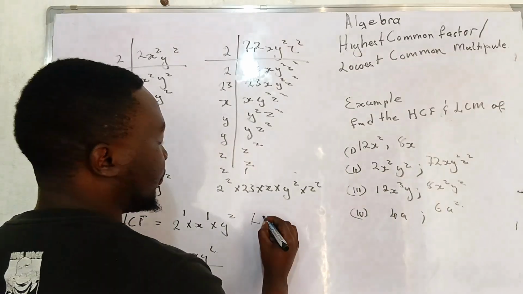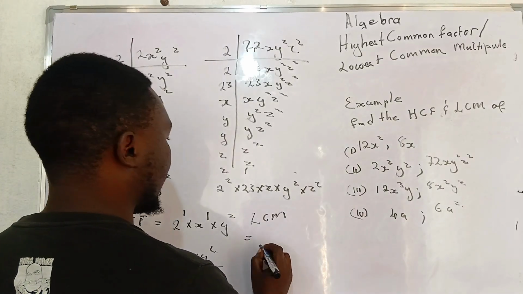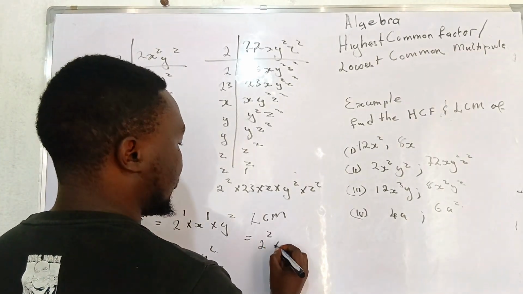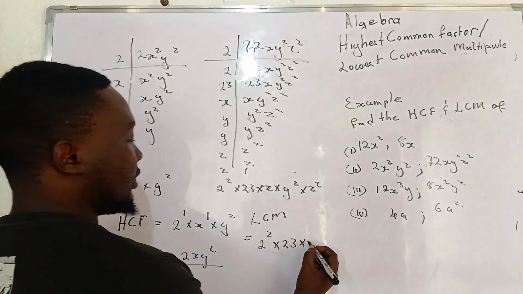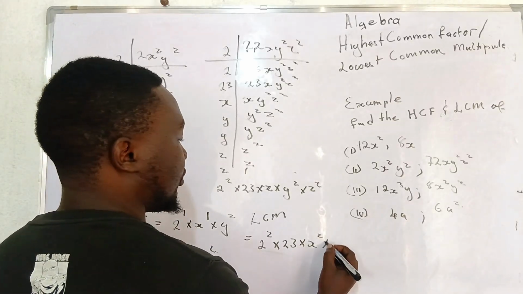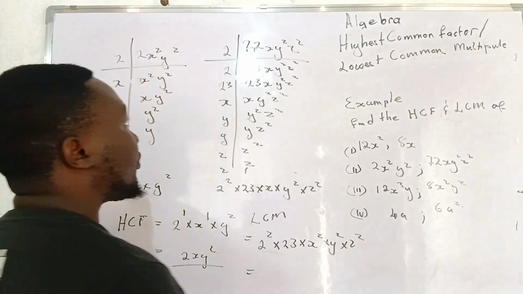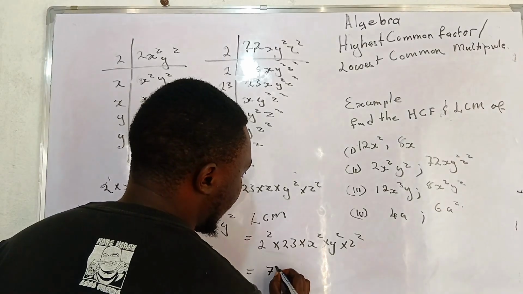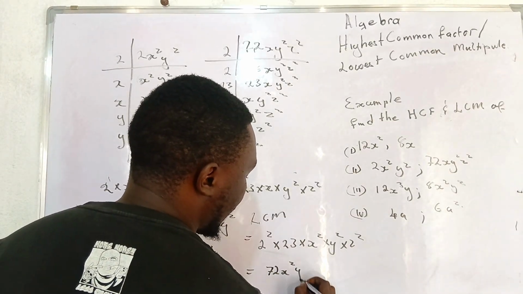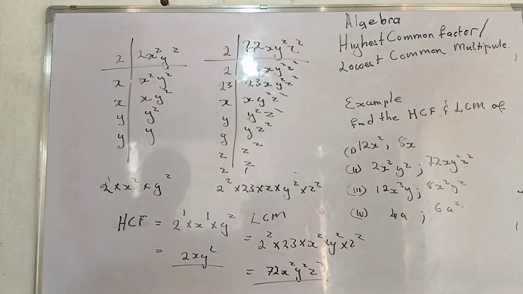And the lowest common multiple? Lowest common multiple is given by 2 squared multiplied by 23, multiplied by x squared, multiplied by y squared, multiplied by z squared. So you're going to have 2 squared multiplied by 23, which is 72x²y²z². That's the lowest common multiple of both numbers.